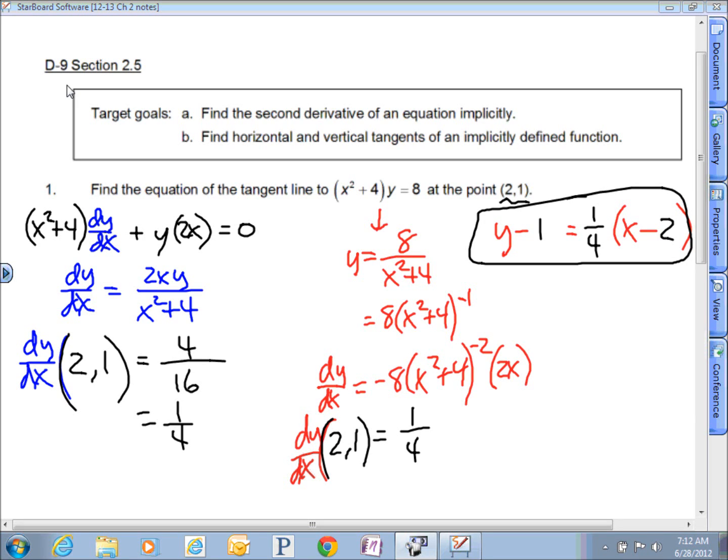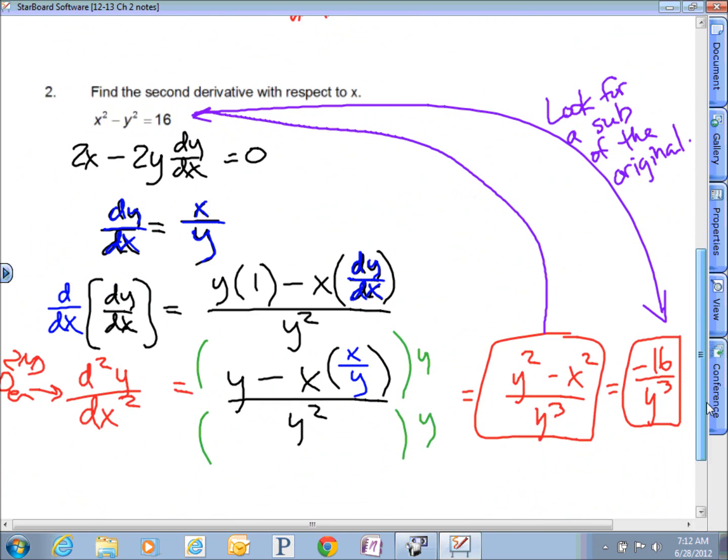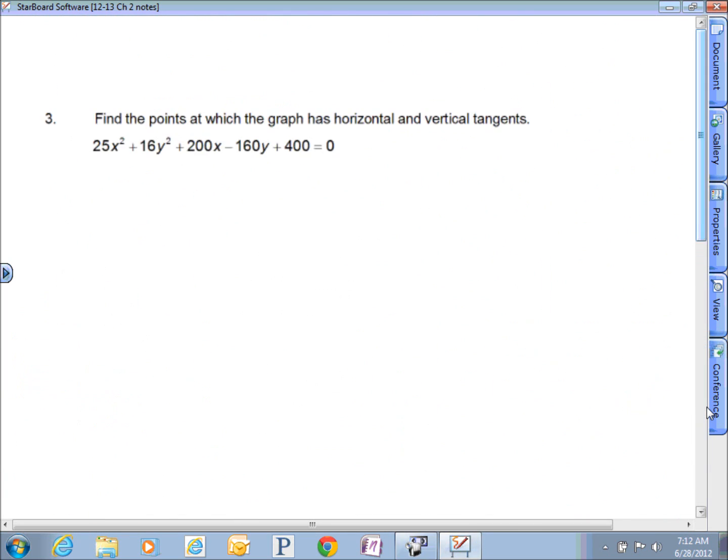Second goal here was to deal with horizontal and vertical tangents of implicitly defined functions. And we did all this implicit stuff. We did some second derivative stuff. What we're going to do now is look at this last problem, horizontal and vertical tangents. So remember, horizontal tangents we find by setting the derivative equal to 0. And vertical tangents we find by finding when the derivative doesn't exist.